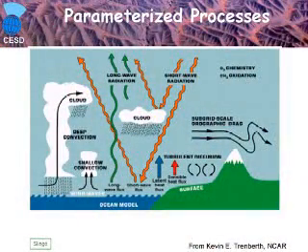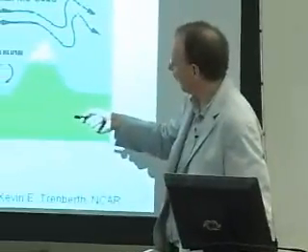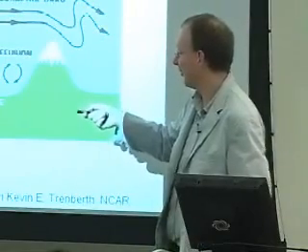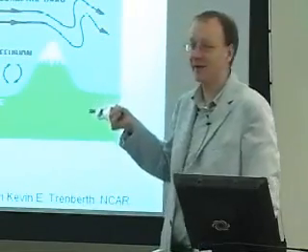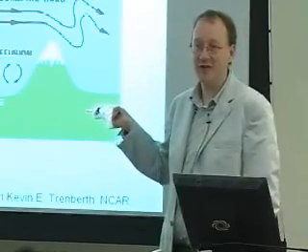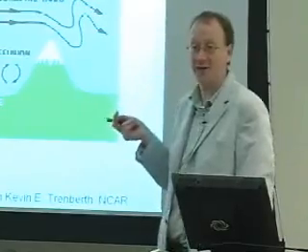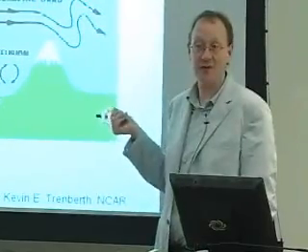So this is a picture of the parameterized processes as opposed to words. So here's convection. So convection involves parcels of air who are unconditionally unstable sitting there and realize if they go up a bit, they weigh less than their surroundings, they have less density than the surrounding air, so they will keep rising until their density is the same as the air.